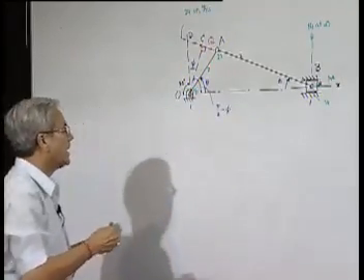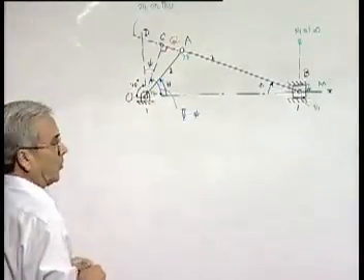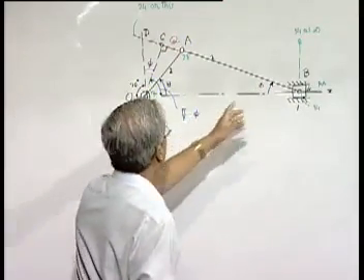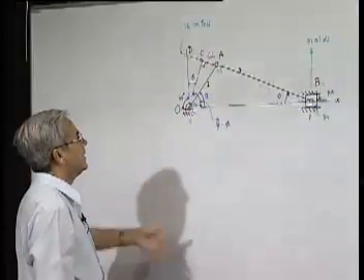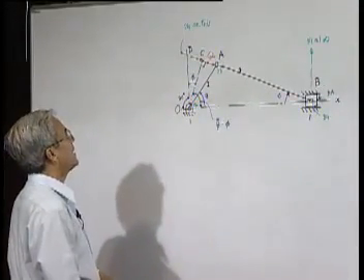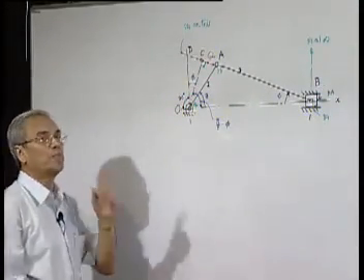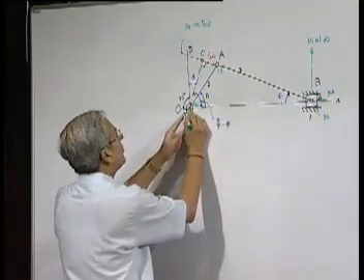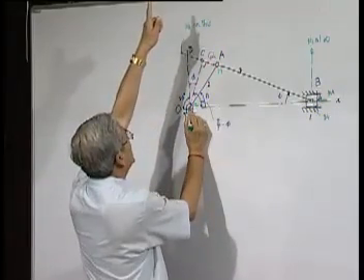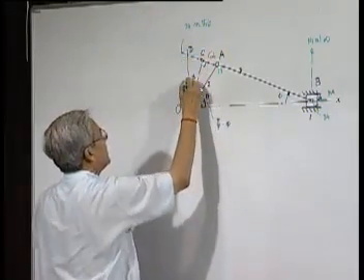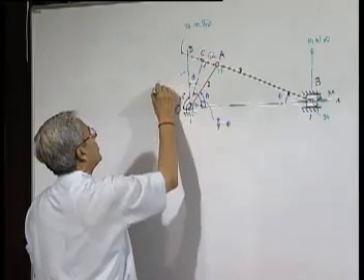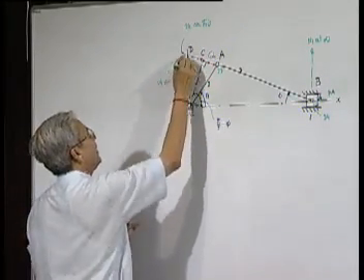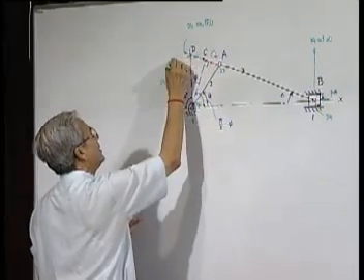Again, if we consider links 1, 2 and 4, then the relative instantaneous center 1, 2, the relative instantaneous center 1, 4, and the other relative instantaneous center between these three bodies, 2, 4, must lie on this particular line. Now, if we join 1, 2 with 1, 4, which is at infinity in this direction, we will get nothing but this line. So, 2, 4 is on this, and therefore, the solution is here.